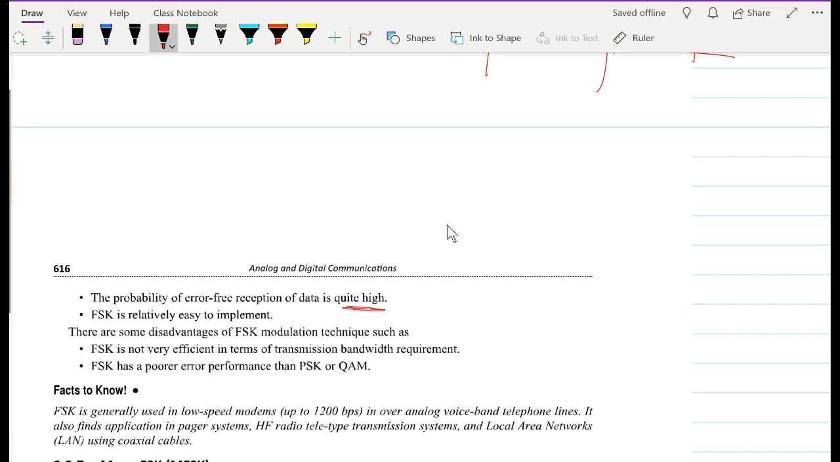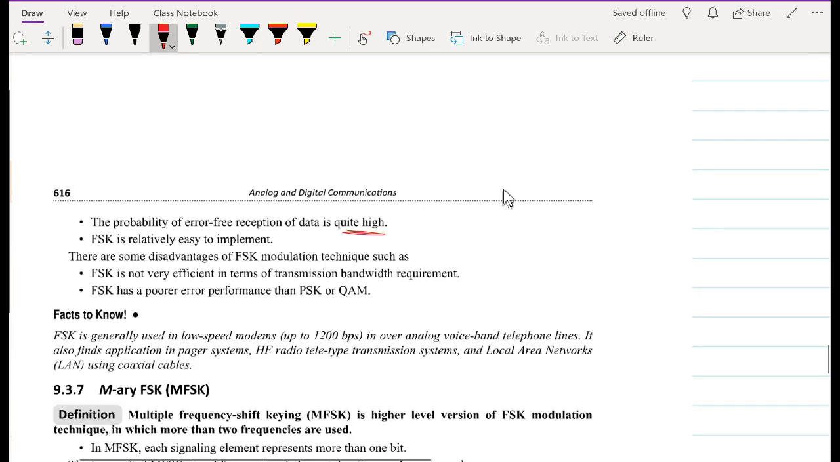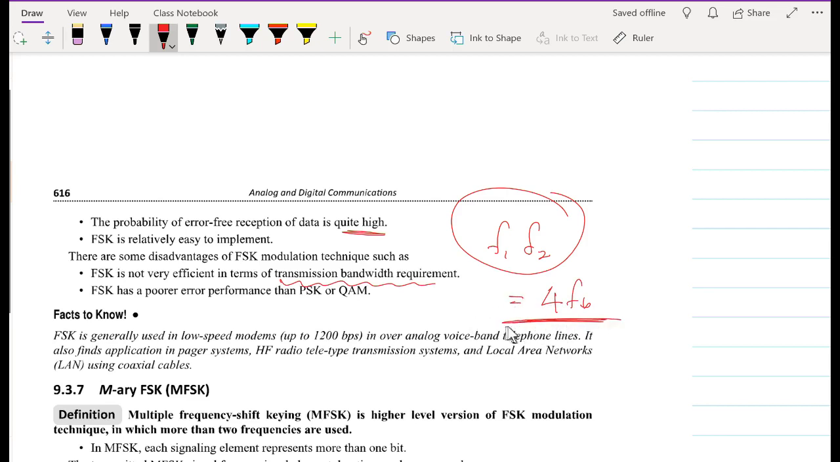As you can see, you can very easily do it using two local oscillators with F1 and F2, and simply get two components that are representing the binary zeros and ones. Some disadvantages of FSK are as follows: FSK is not very efficient in terms of bandwidth requirement, and I think we have seen that it requires 4 FB, which can be huge compared to ASK. FSK has poorer performance than PSK and ASK.